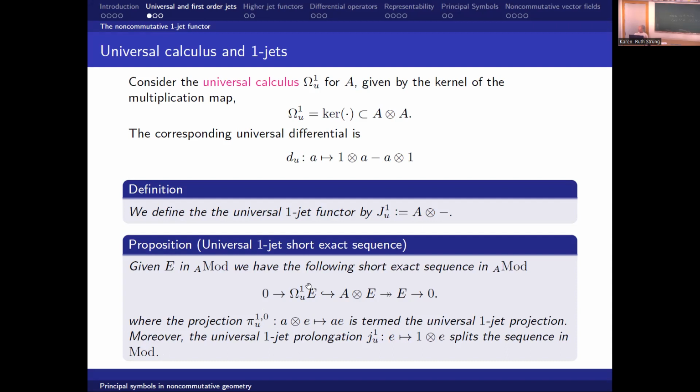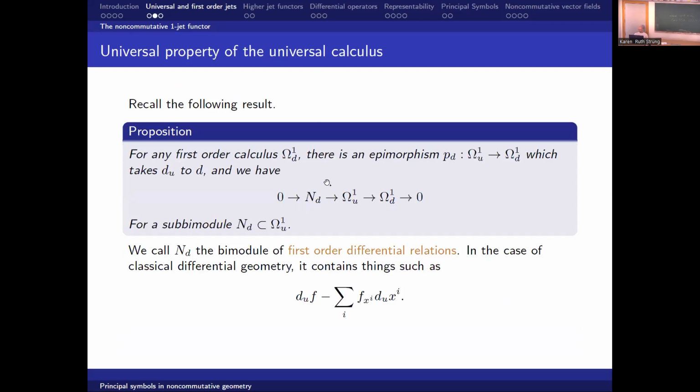But just like we get non-universal differential calculi as quotients of the universal, we can similarly get non-universal one jets as quotients of the universal. By the same thing, actually, namely this ND, so this sub-bimodule. So again, we see any calculus is just some quotient of omega 1u by some sub-bimodule.